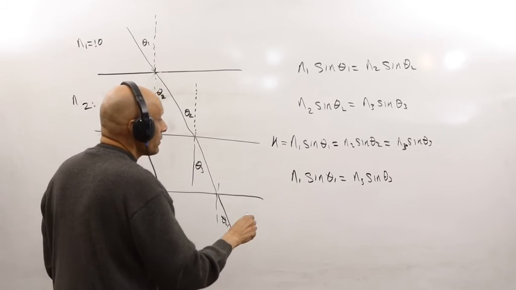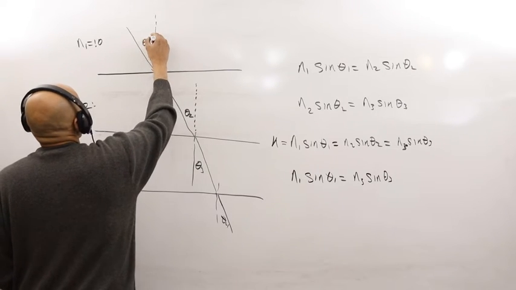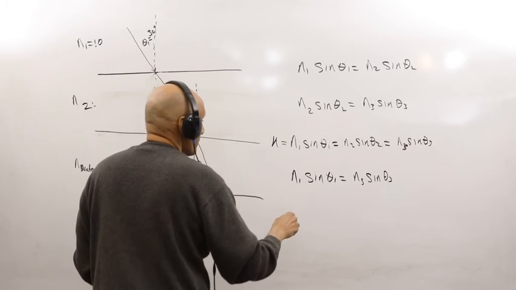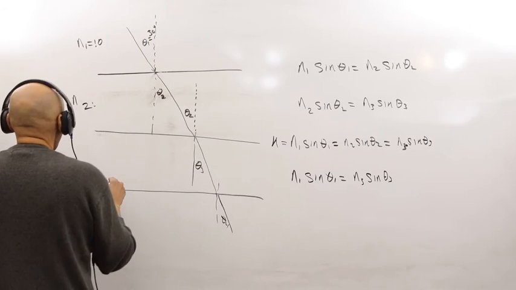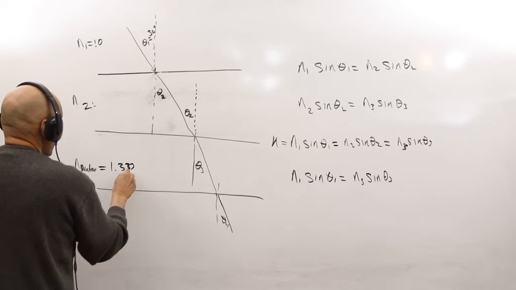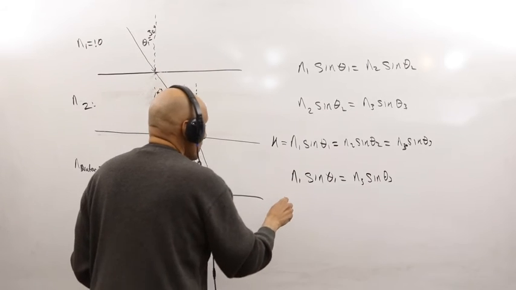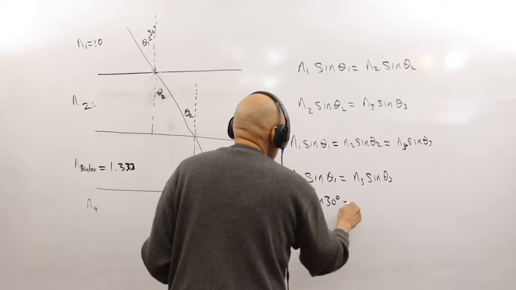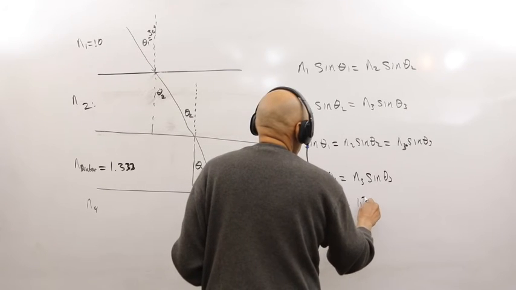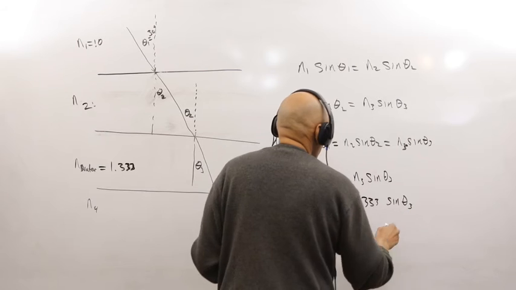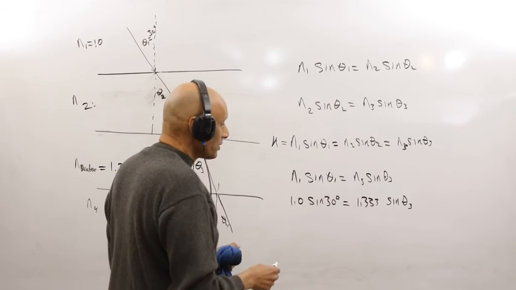So in this case, let's make up some numbers. I'll select 30 degrees, and we'll calculate theta 3. Water has an index of refraction of 1.33. We did this a couple of times already. So this would be 1.0 times sine of 30 degrees is equal to 1.33 times sine of theta 3. And actually, I shouldn't have done it this way.